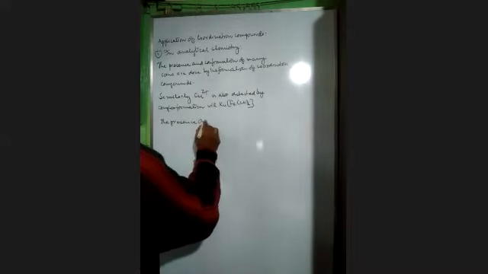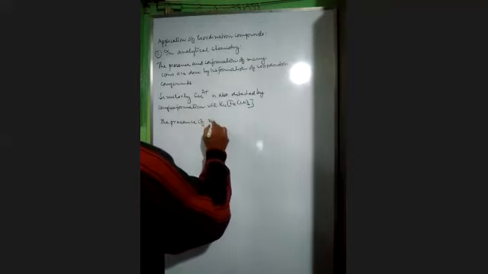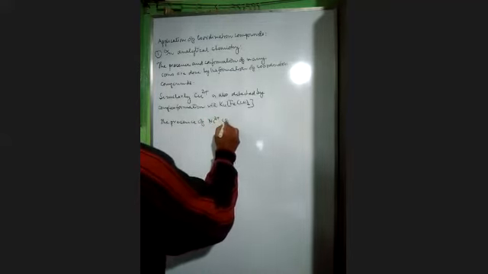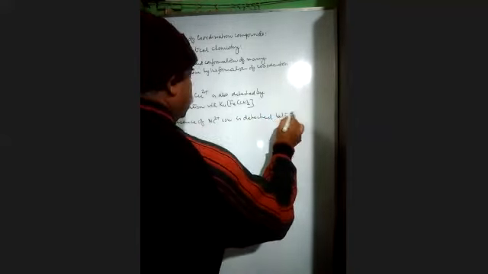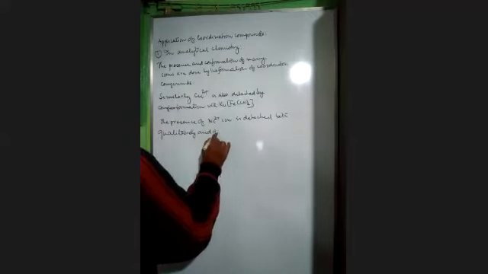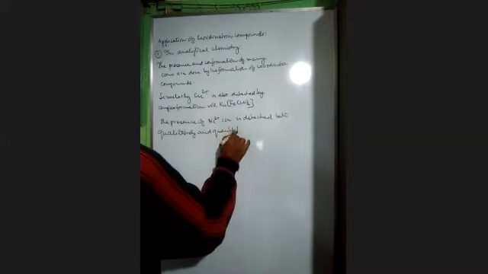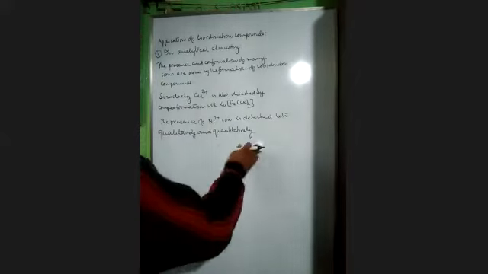The presence of nickel ion is detected both qualitatively and quantitatively. I don't know whether you will do it in practical or not. Qualitatively means we just get information that nickel is there. Quantitatively means you can find out the exact amount of nickel given in your sample.